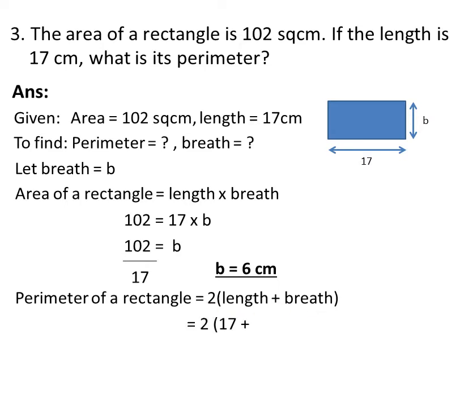Let's quickly substitute the values. You have 2 bracket 17 plus 6. First you need to solve this bracket and then multiply with 2. So you get 17 plus 6 is equal to 23. Multiply by 2. You get the answer as 46 centimeter.